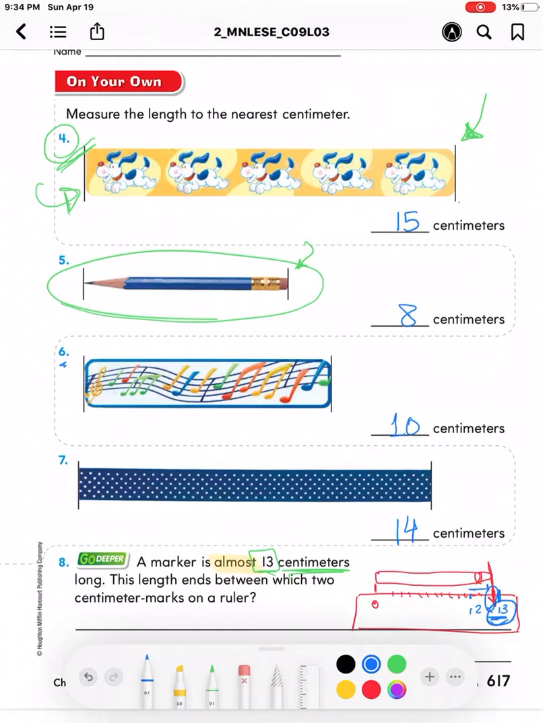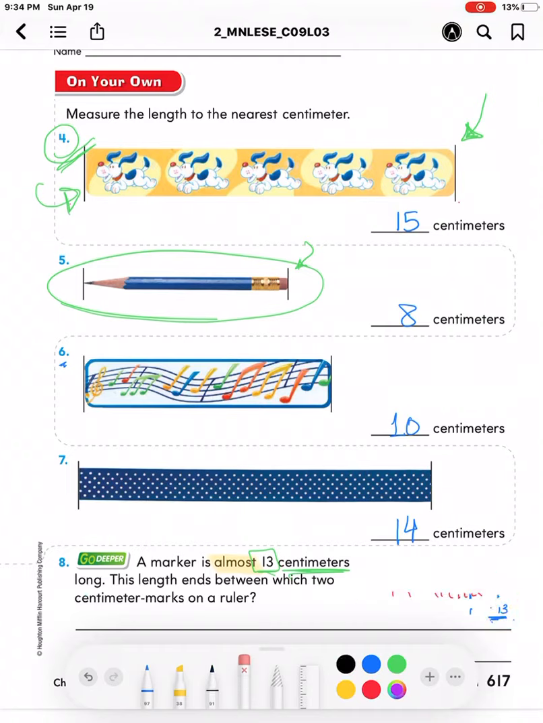Can you see the space between the end of the marker and 12, and here the end of the marker and 13? So it's almost 13, which means it is near or much closer to number 13. Okay, so this length ends between which 2 centimeter marks? We are going to write the answer.